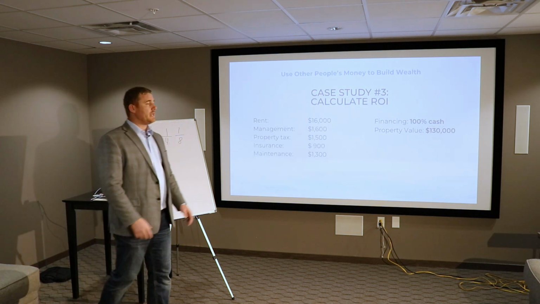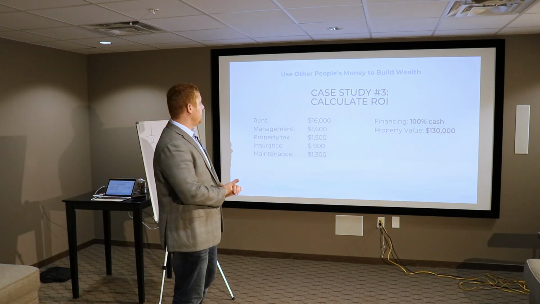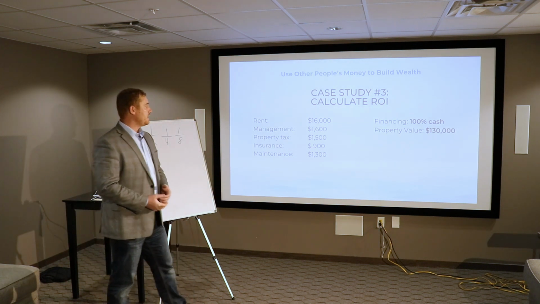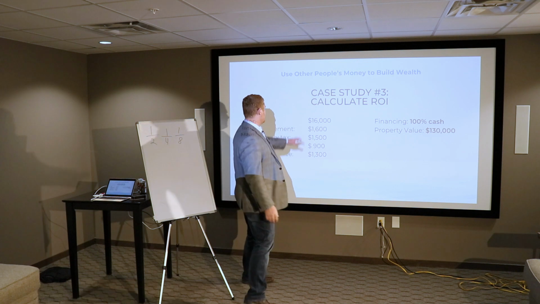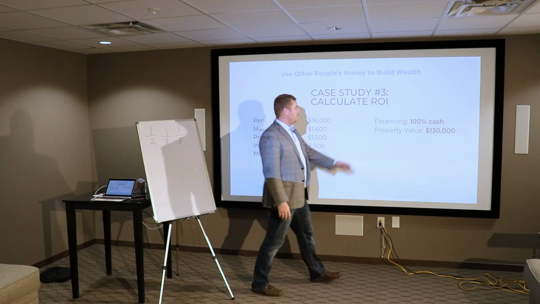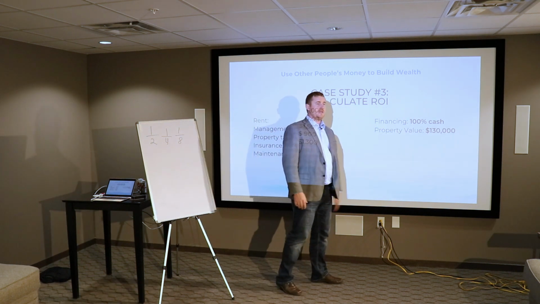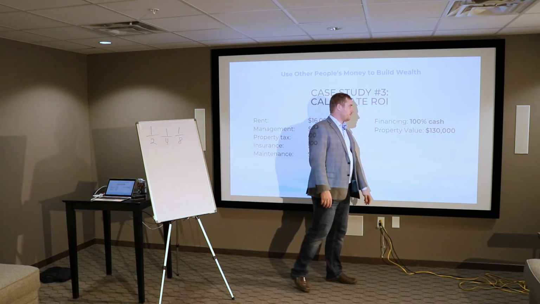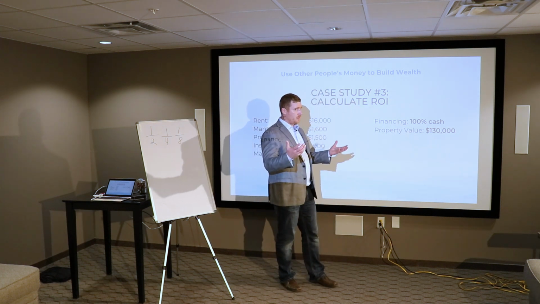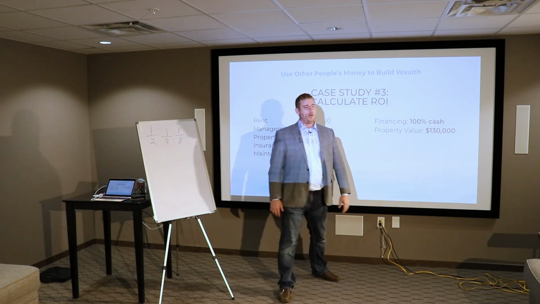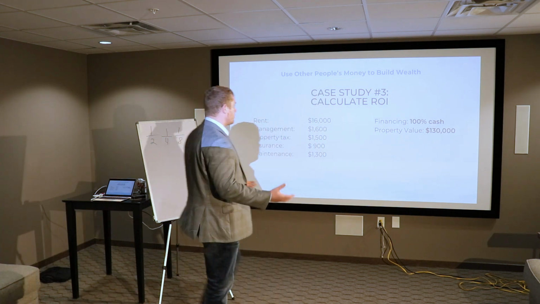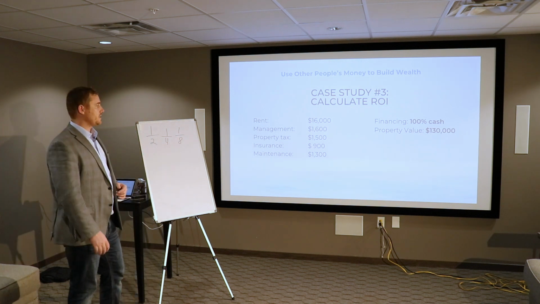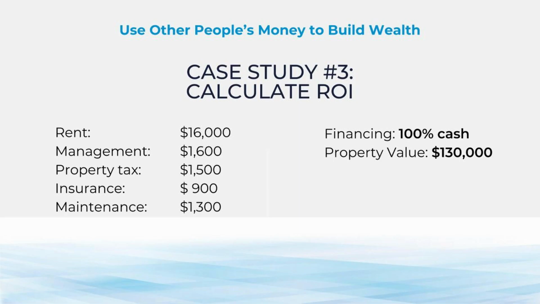All right, case study number 3. Same property, but now we want to calculate the ROI, the return on investment. In this case, all of the rents and expenses are the same. In this particular example, though, we're going to pay 100% in cash, and we also need to know that the property value is $130,000. Which, of course, if we paid cash, means we paid $130,000, and that is also our investment amount. So again, pause the video and go ahead and figure this out, and I'll be with you in a moment.